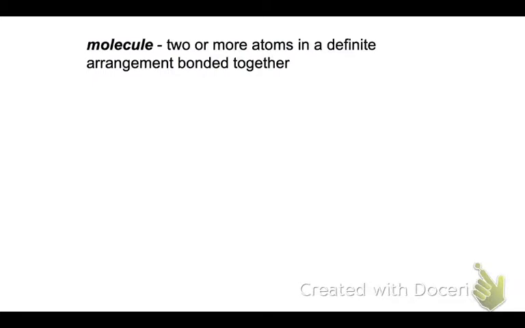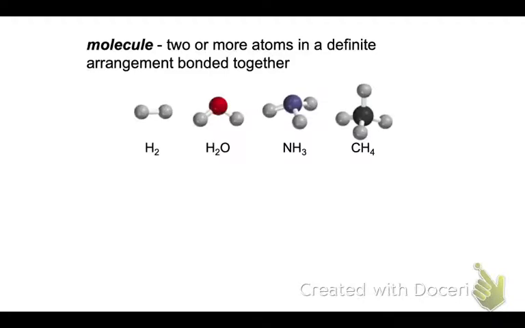Now, another definition that we need to understand is the definition of a molecule. A molecule is two or more atoms in a definite arrangement bonded together. Here are examples. Hydrogen is a molecule because it is two atoms of hydrogen bonded together in a covalent bond. Water is a molecule, one atom of oxygen and two atoms of hydrogen also bonded together. Ammonia is a molecule, a nitrogen atom bonded to three hydrogen atoms. Methane, one carbon bonded to four hydrogen atoms.